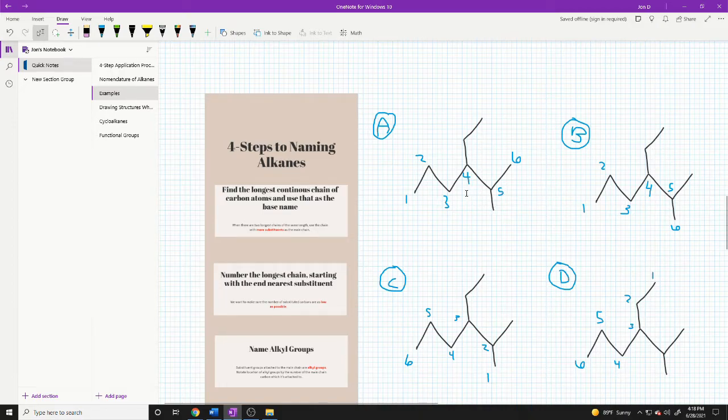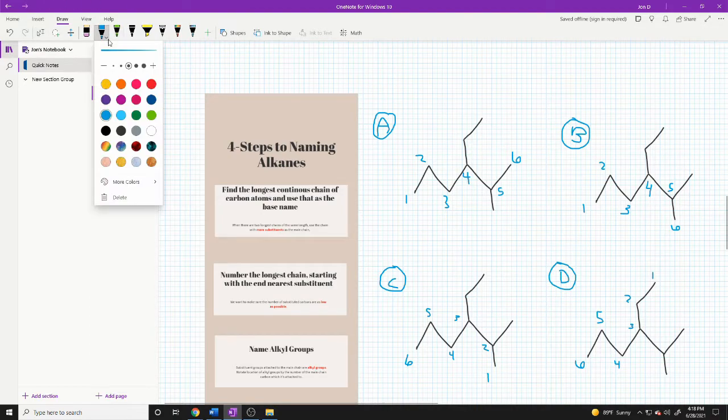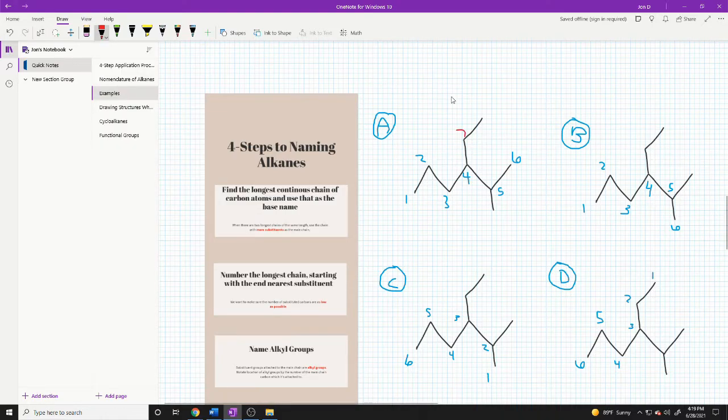However, A and B are numbered wrong, or not numbered wrong, but they are wrong in the sense that they violate the second rule of naming alkanes, which is this little note right here, making sure that the number of substituted carbons is as low as possible. So in example A, we have substituents on carbon 4, which I'll circle in red. We have a substituent on carbon 4 as well as carbon 5. And on compound B, we also have a substituent on carbon 4 as well as carbon 5.